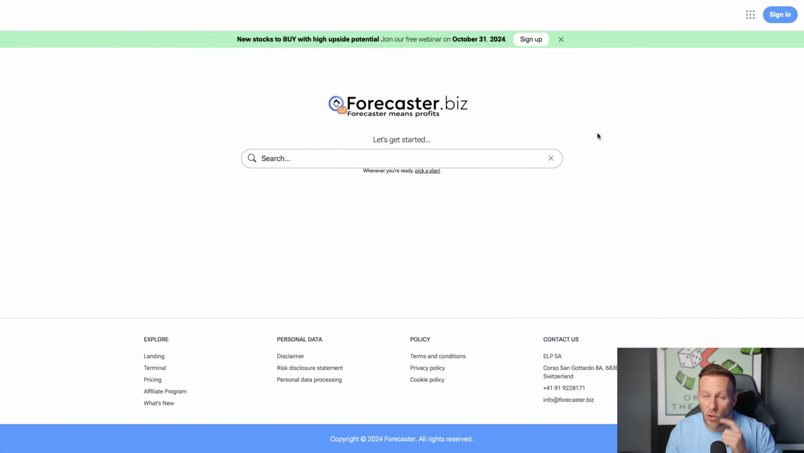All right, so Forecaster. This is forecaster.biz, and it's a very, very powerful investing and trading tool for traders and investors. And I'll put a link in the description on where you can go and get this.